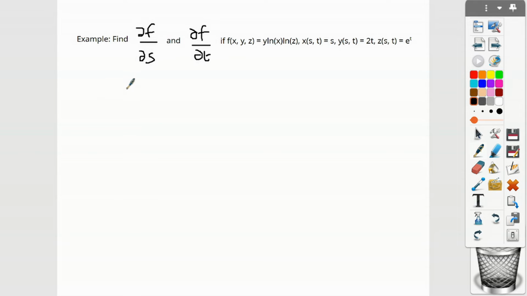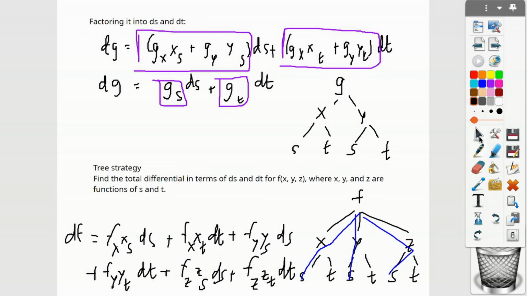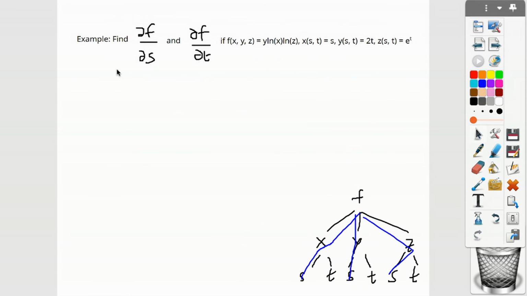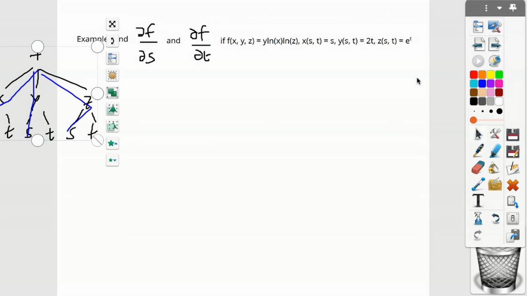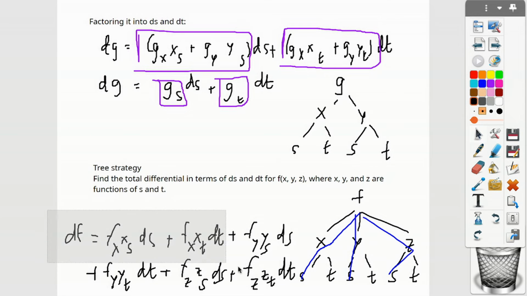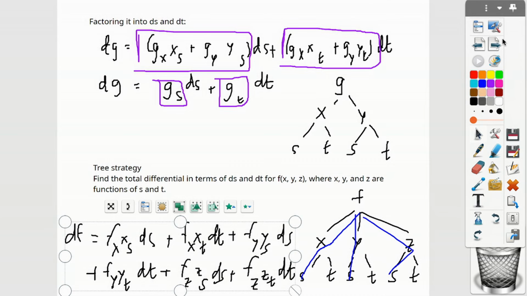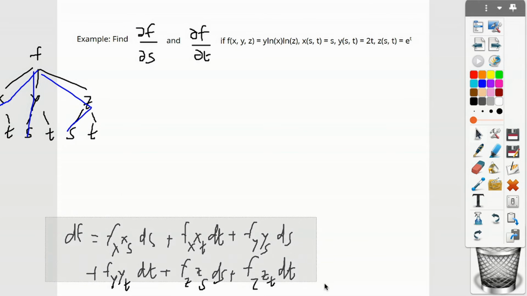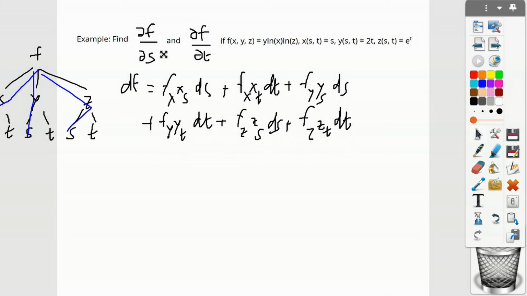let's do it. Let's draw the tree diagram. We already have a tree diagram from last time, so I'm not going to draw it again. Let's have a tree diagram right here, and then we will start. We can also copy this over. Like this, right? So what does this mean?